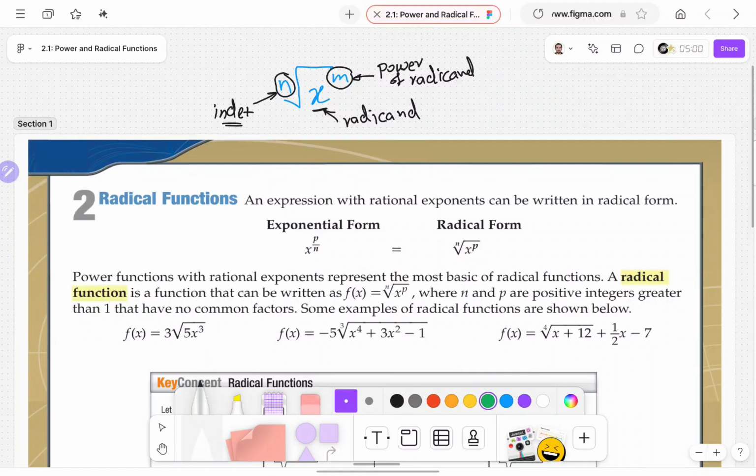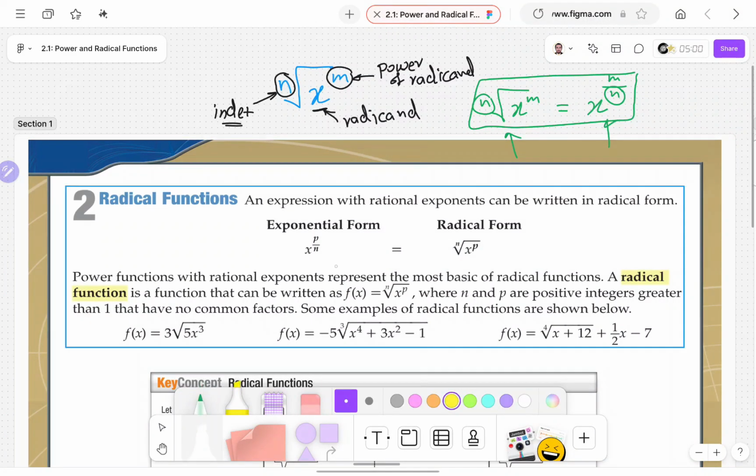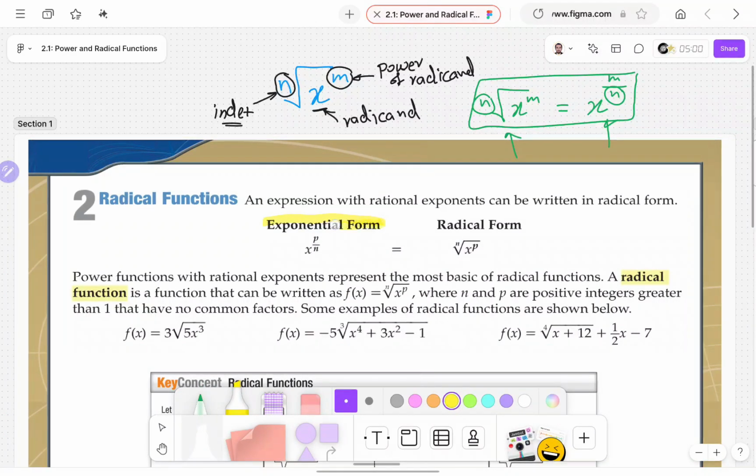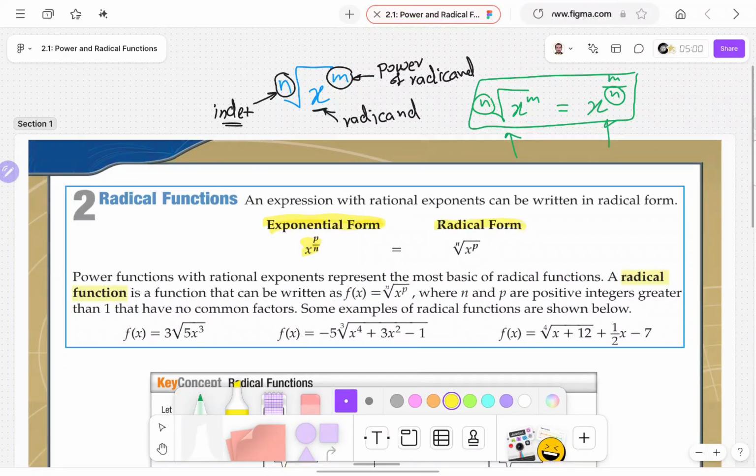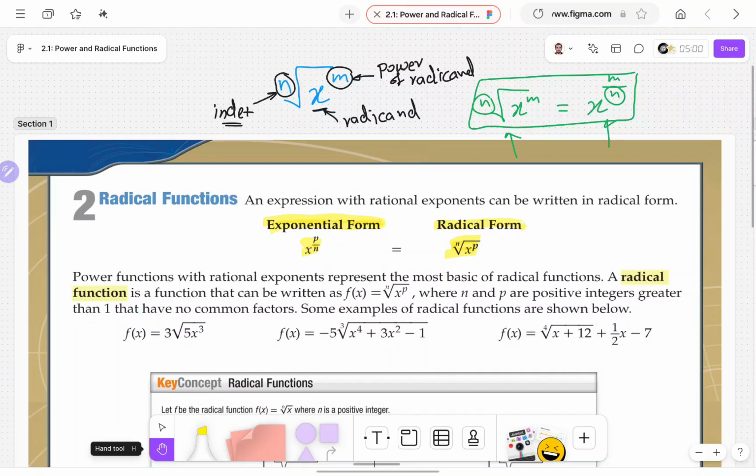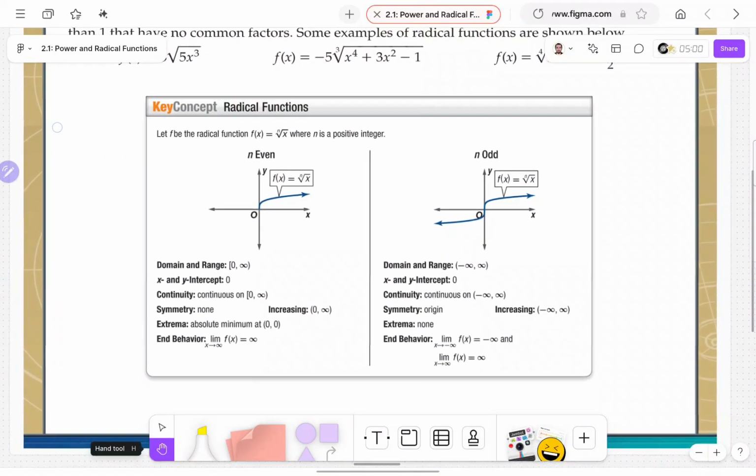To convert this to exponential form, when I have the nth root of x to the power of m, this can be written as x to the m over n. As you can see, always the index is in the denominator. The index in the denominator, don't forget. Okay, so this is the radical, this is the exponential. The exponential form is this one, and the radical form is this one here. Now let's learn how we can graph the radical and the exponential.